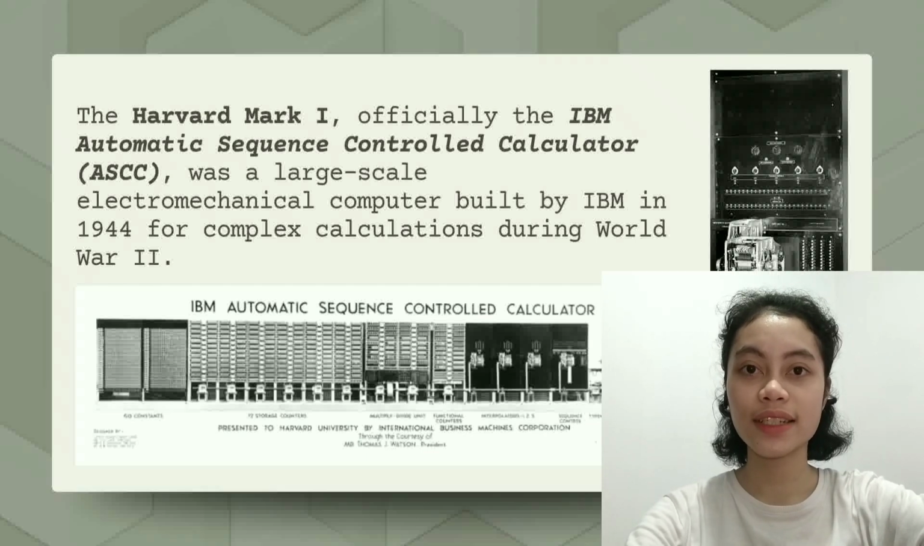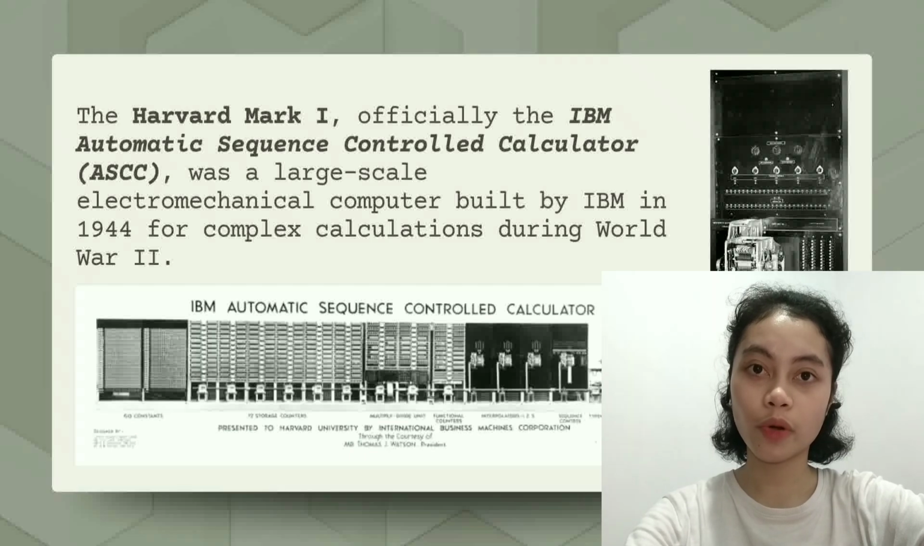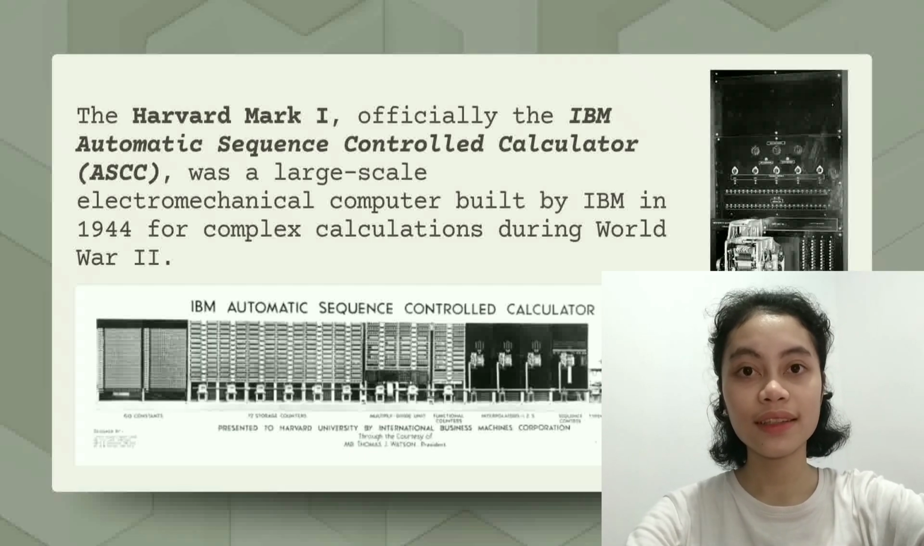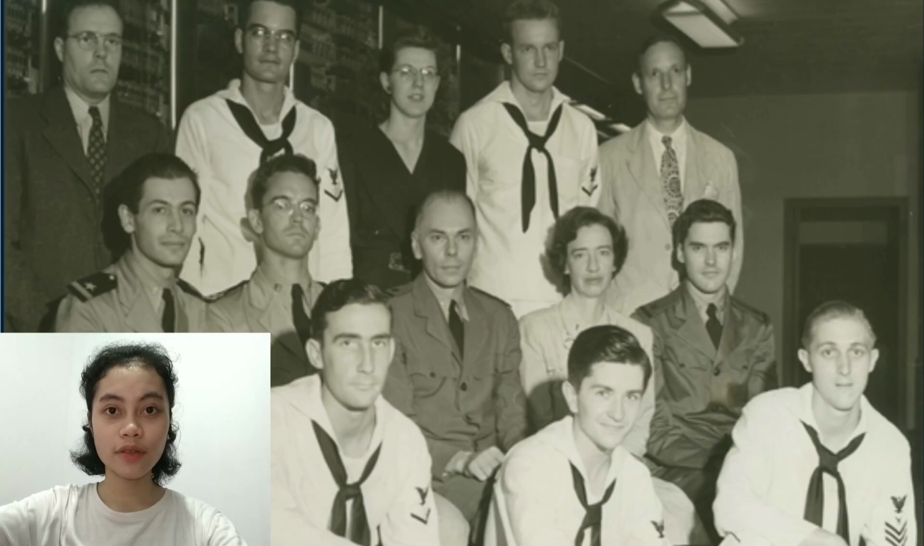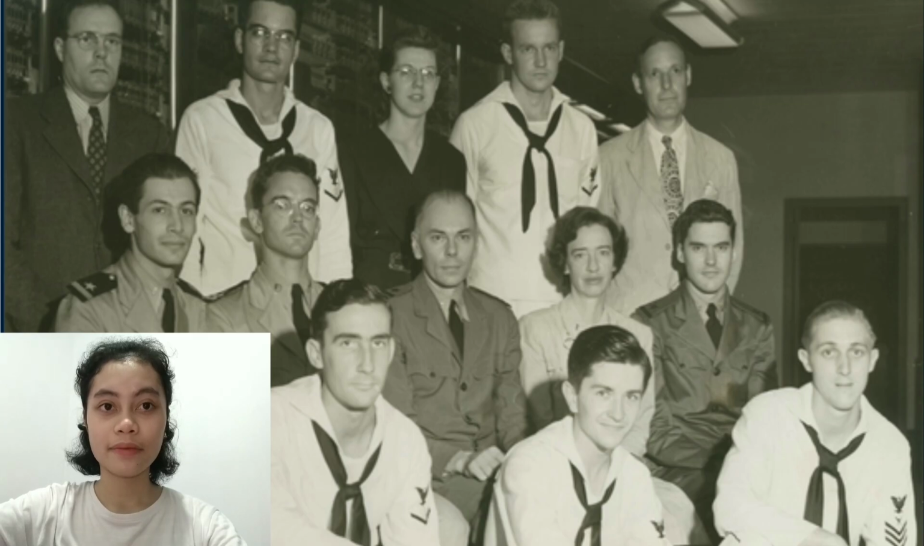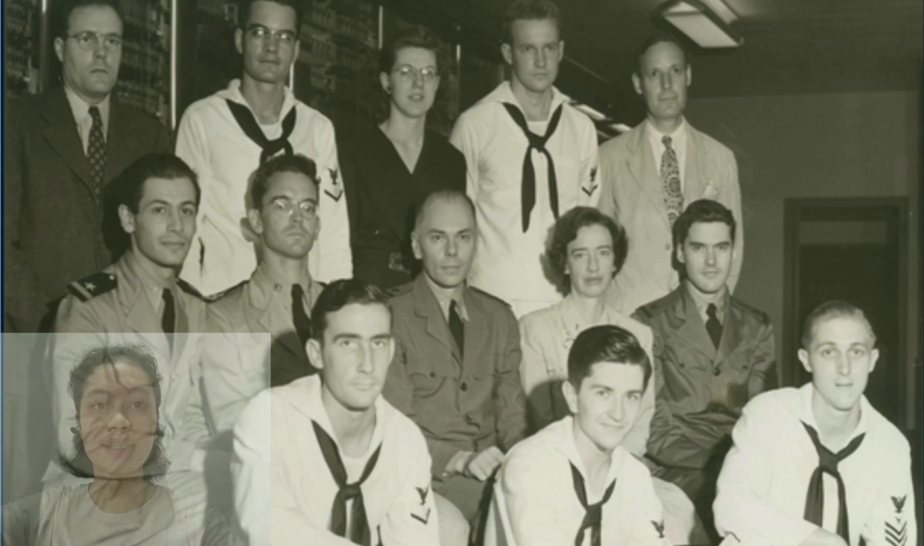The project initiated in 1939, months before World War II broke out, when the then head of IBM, Thomas Watson, agreed to fund Aiken's idea. This machine was created in collaboration with IBM engineers and was originally called the Automatic Sequence Controlled Calculator or the ASCC, but then became the Harvard Mark I when the machine was given to Harvard University.